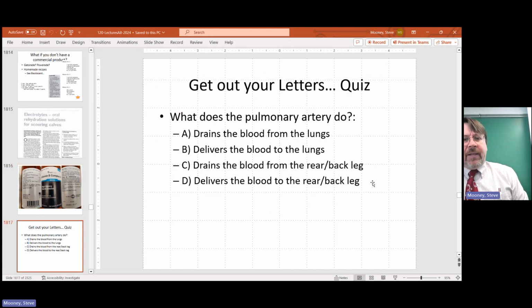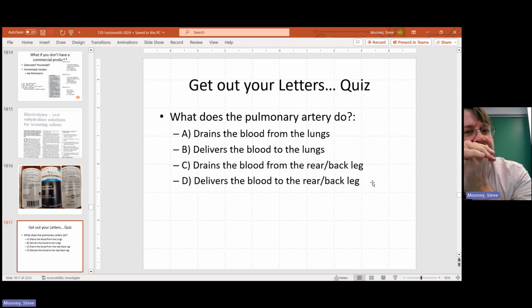Okay, coming back. So your letters. Anybody had a chance to study their arteries and veins yet? Let's try a couple of them here.